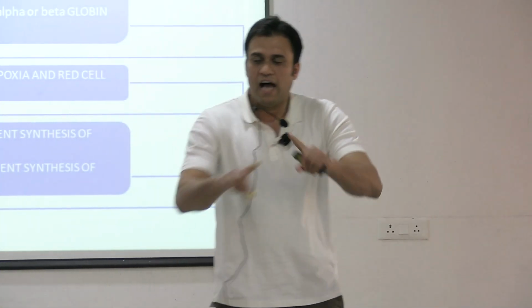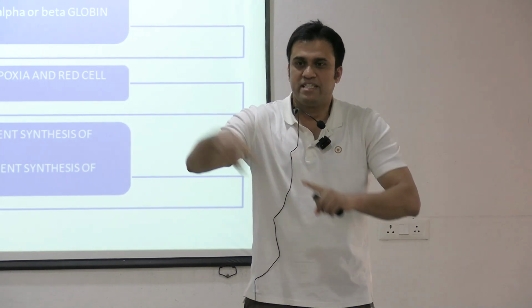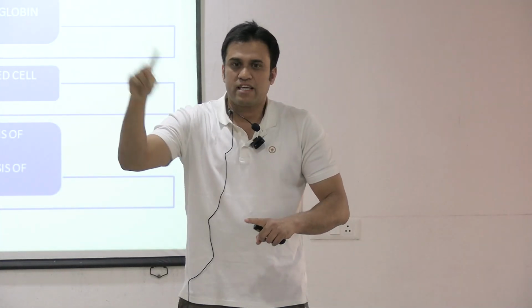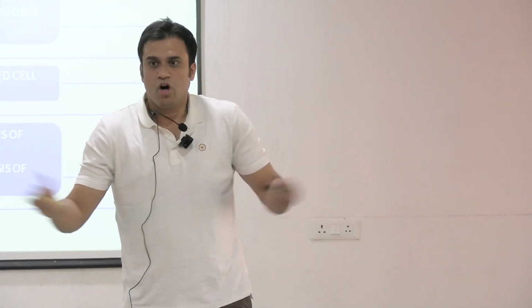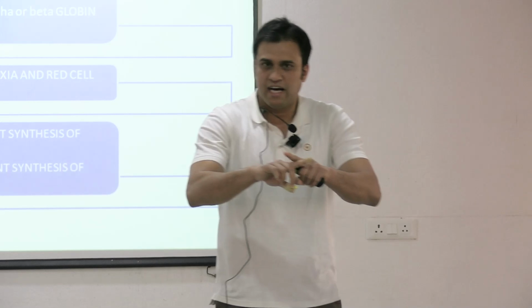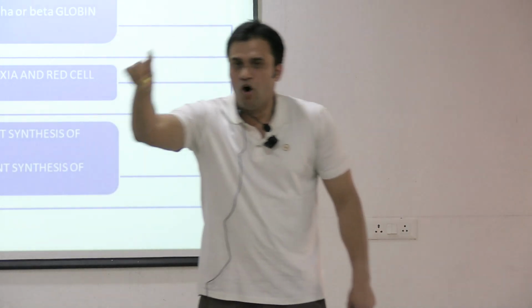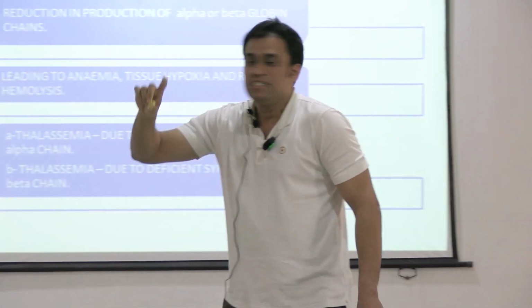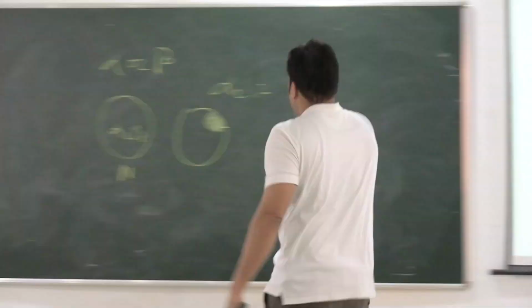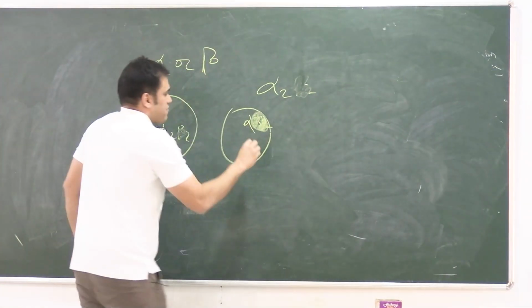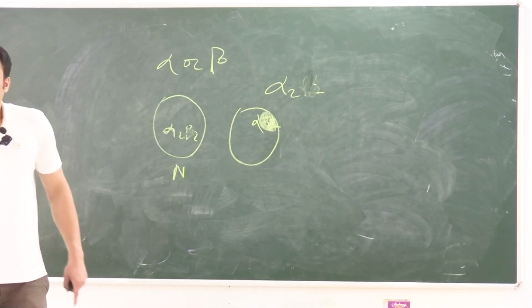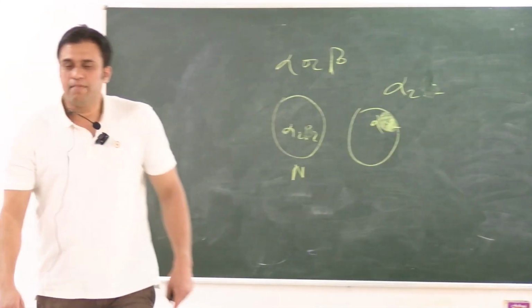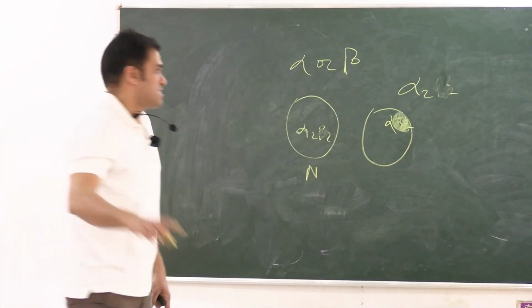Got my point? Alpha and beta are couples. Beta is gone. So what happened to alpha? Uncoupled. It became single. Not compatible with life. So this alpha chain without beta will go and form insoluble aggregates just below the cell membrane, just next to the red cell membrane.